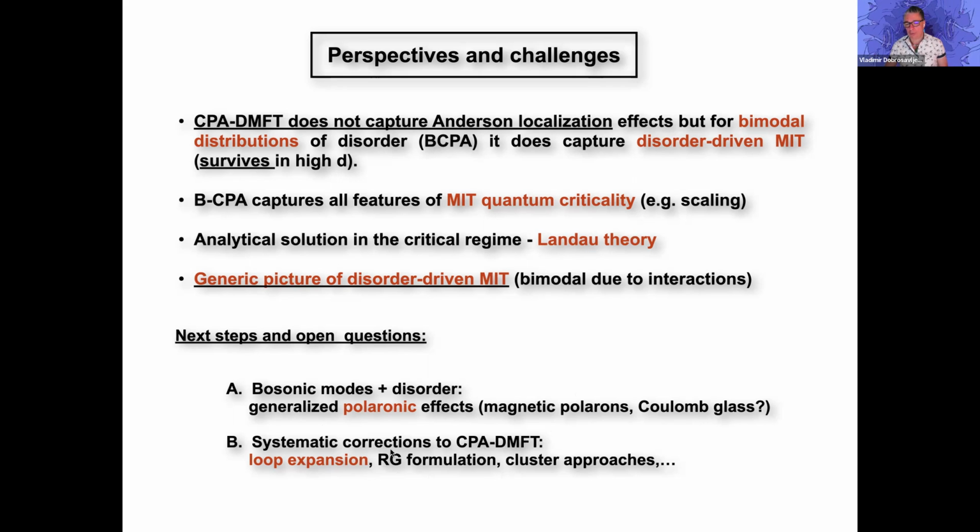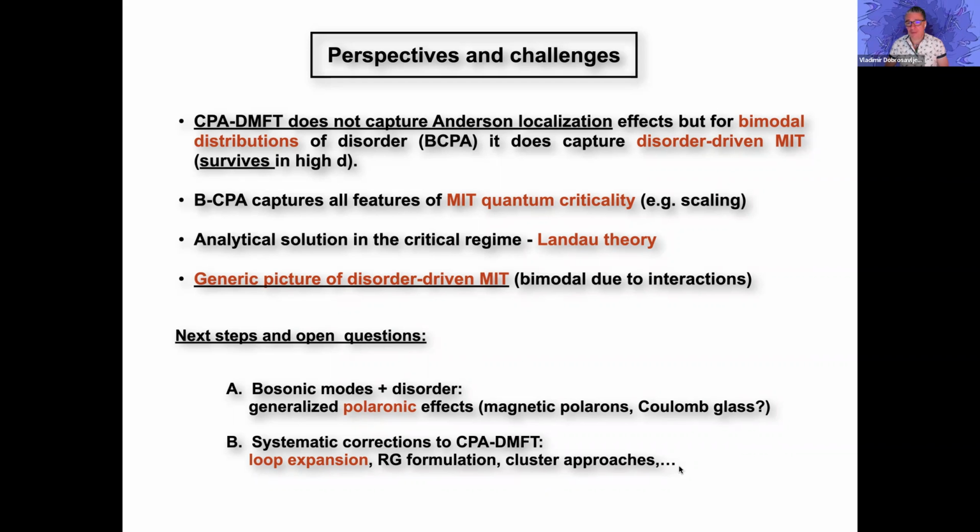What's also remarkable about this theory is that it assumes a very simple Landau structure, such that it's possible to perform systematic corrections to this theory. We can do loop expansion. We may be able to develop a renormalization group formulation, but we also can do cluster approaches in real space to study this type of transition in even greater detail. So I think this seems to offer a pretty cheery look for the future of modeling disorder and interactions.